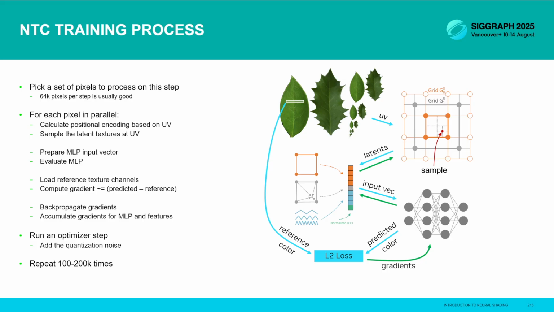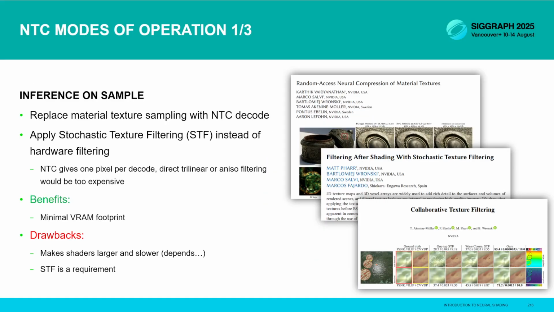Finally, when the sampling and gradient accumulation pass is done, we run the optimizer to adjust the latents and MLP weights and go back to the beginning for the next step. Typically, 100 to 200,000 steps are enough to get a good result, and that takes about 30 seconds on a high-end GPU. So we have covered the basics and the training process for NTC.